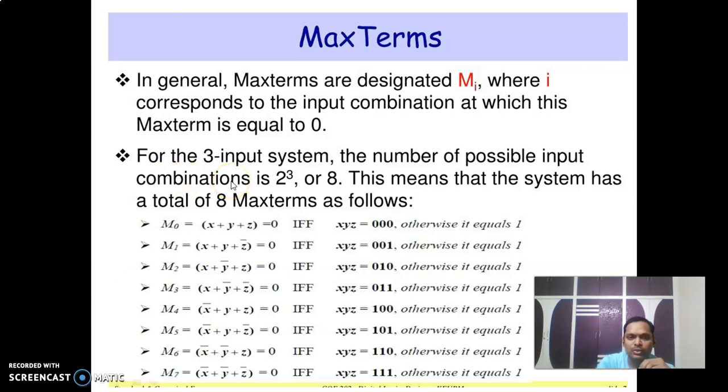For the 3 input system, the number of possible input combinations is 2 power 3, that is 8. This means that the system has a total of 8 maxterms, capital M0 to capital M7. If all input variables are 0, 0, 0, in that case it is x plus y plus z. If it is all ones, the maxterm is x bar plus y bar plus z bar, like that.